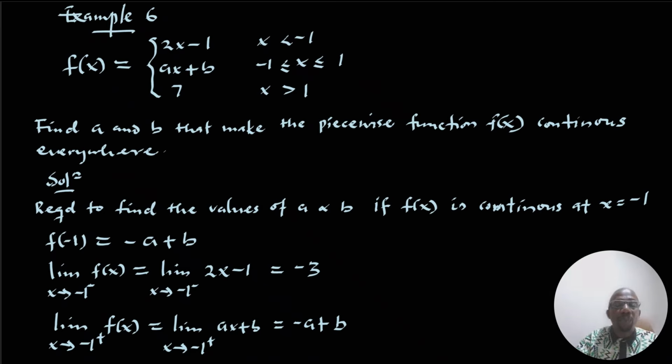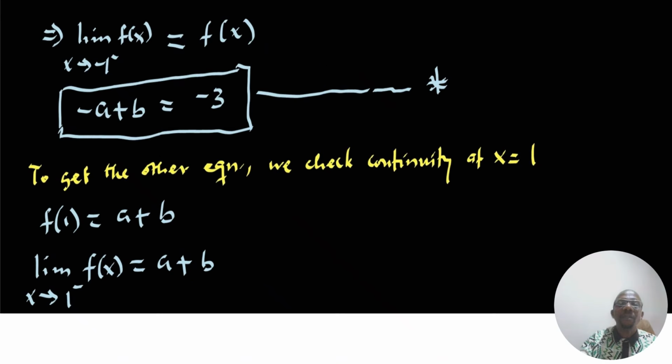The limit of f of x as x approaches minus 1 from the positive side, from the right side, that's greater than minus 1, we are going to use the second function. That's what we have there. Now, equating the limit as x approaches minus 1 from the left side to f of x, that gives us a minus b equals minus 3.